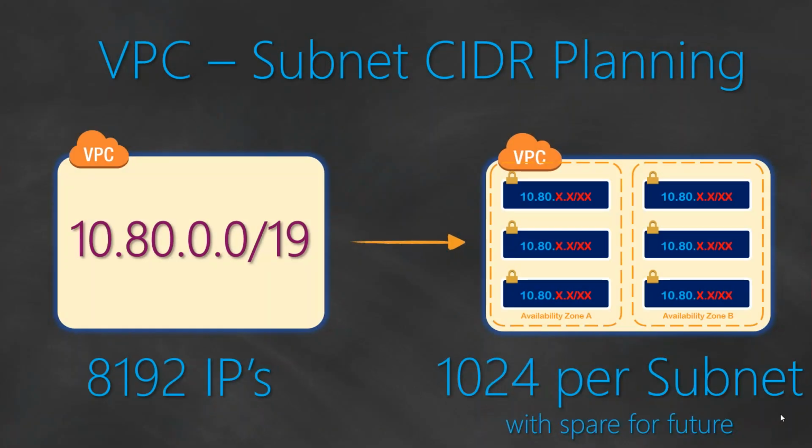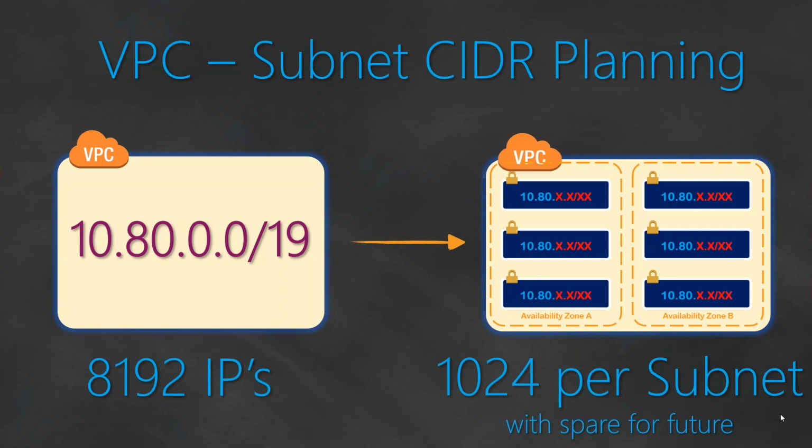Hello folks, in the previous video we were discussing how to plan your VPC CIDR ranges, and we had on the left hand side 8000 IP addresses, and the requirement was to split it into simple subnets that are having 1024 IP addresses. So today I'm going to show you how you can do that.